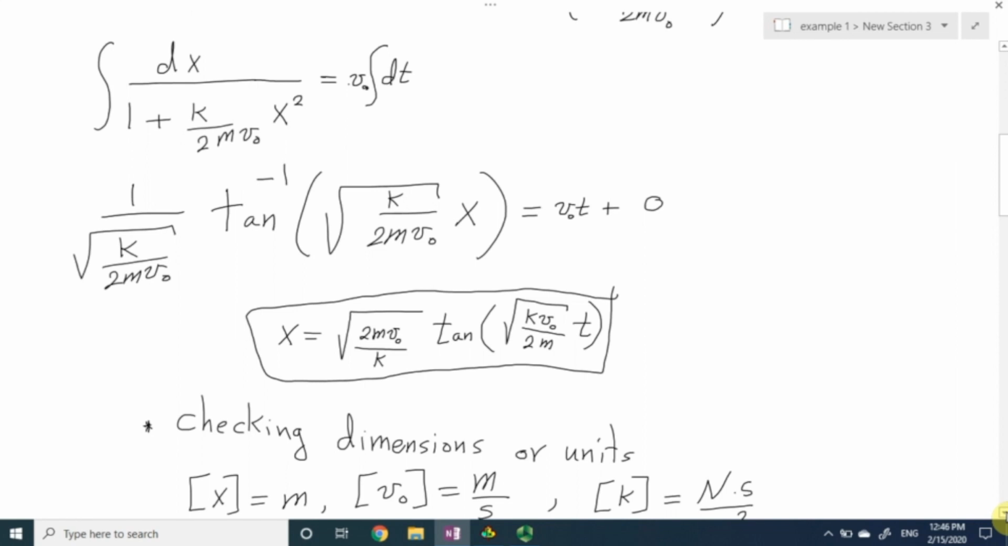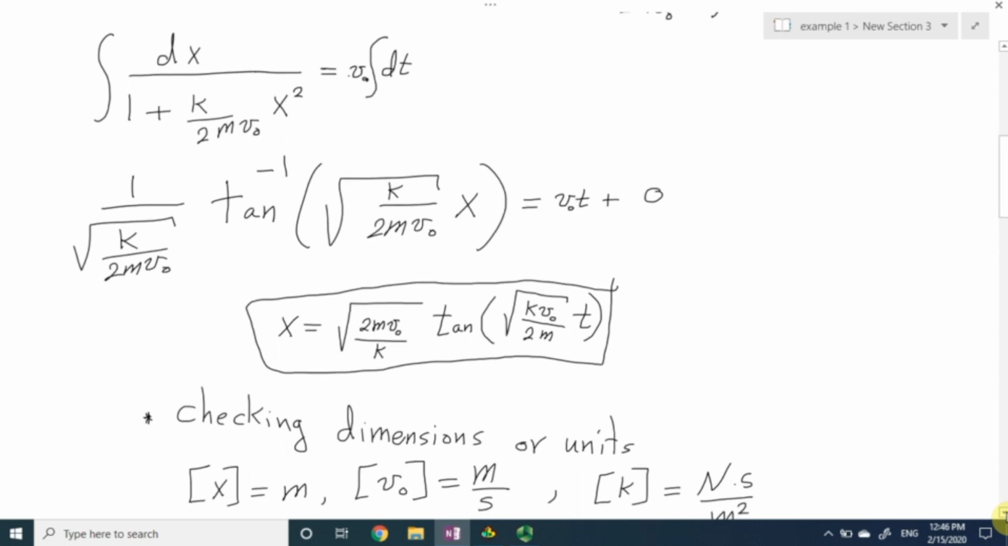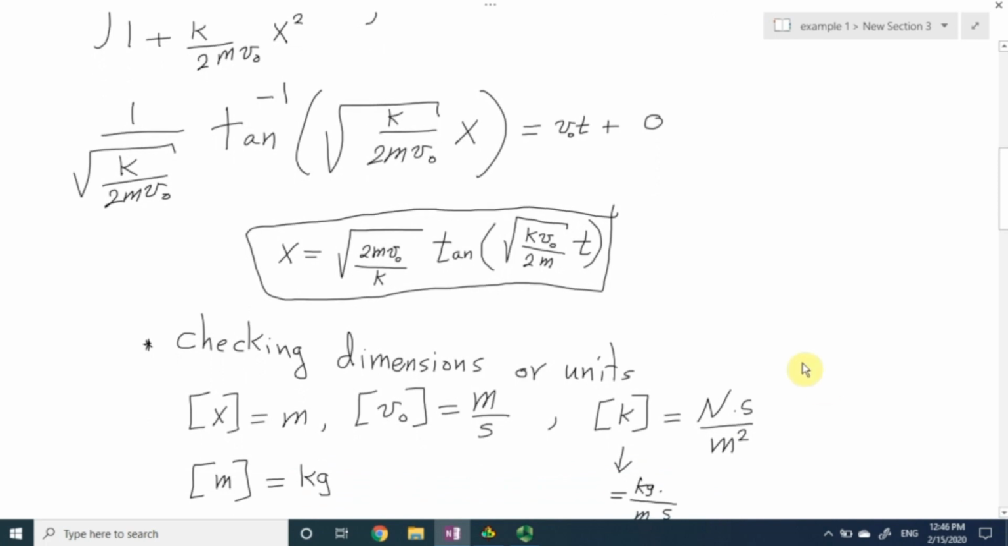So one of the things to check your answer, if it's correct or not, is always very useful to check units or dimensions of the equation. So let's check units. So I have x on this left-hand side, and that's measured in meters. I have this constant now, the square root, and already inside I know the dimension or the unit of each physical quantity. So m is mass, and I know that's in kilogram. V naught is velocity or speed, and that's in meter per second. And I know the unit of k.